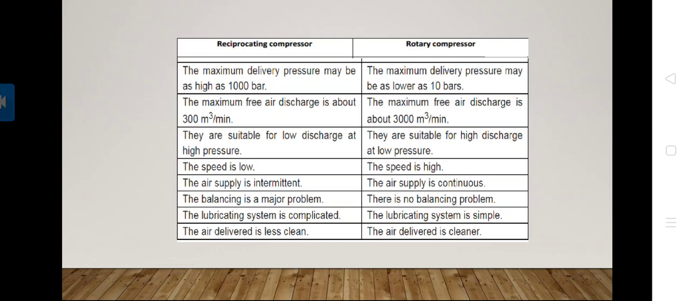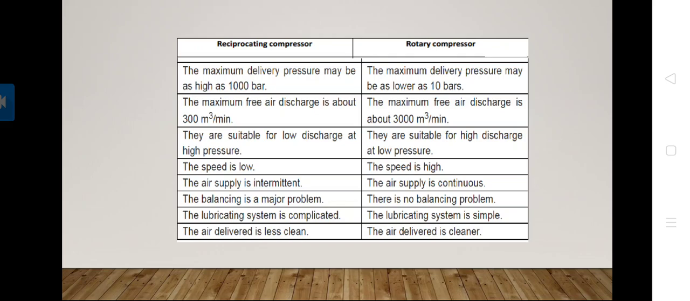That is too high. The size of the compressor is large for a given discharge in reciprocating, and the size of the compressor is small for the same discharge in rotary. Air delivered is less clean as it comes in contact with the lubricating oil in a reciprocating compressor, and air delivered is more clean as it does not come in contact with the lubricating oil. Also isothermal efficiency is used for all sorts of calculations in a reciprocating compressor, and in a rotary compressor only isentropic efficiency is used for all sorts of calculations.